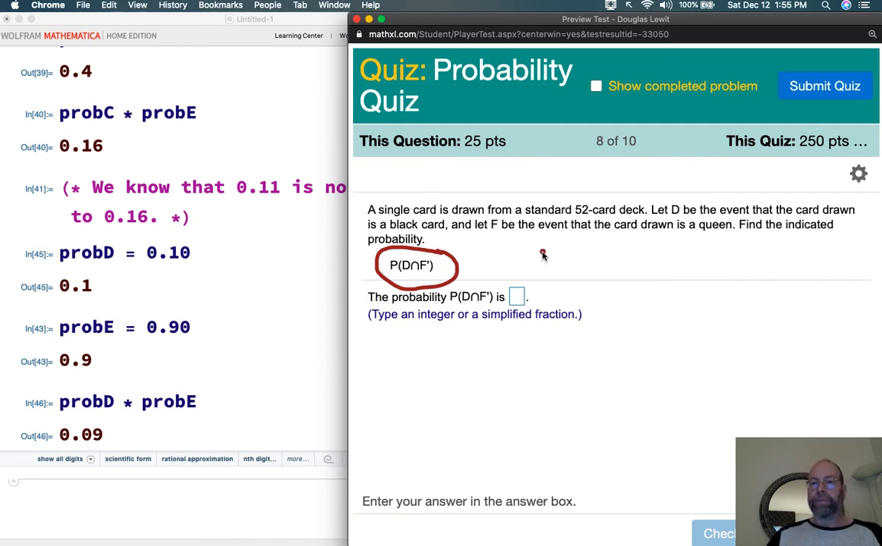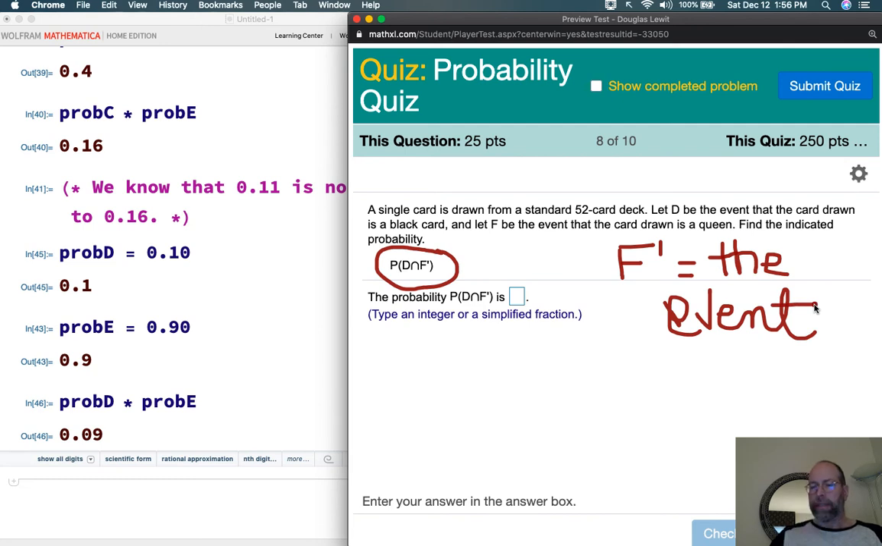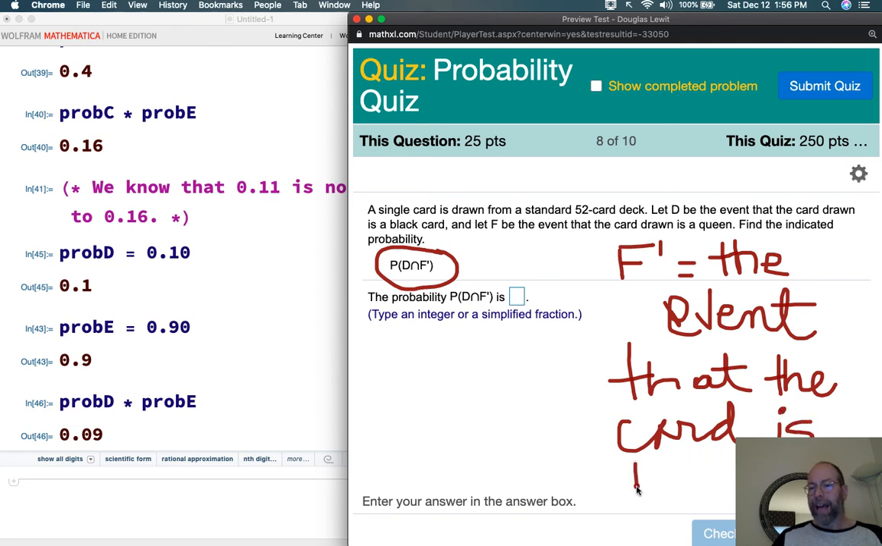D is the event that the card drawn is a black card. F is the event that the card drawn is a queen. F prime is the event that the card drawn is not a queen.